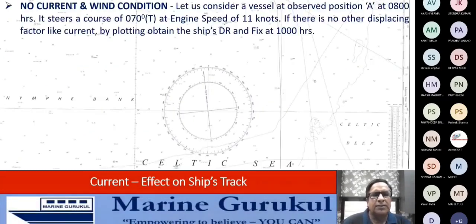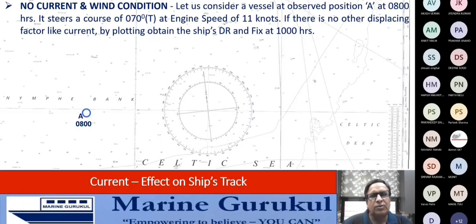Now, let's understand this thing through the simple illustration. We have a vessel which is at position A at 0800 hours. It steers a course of 070 degrees true at an engine speed of 11 knots. There is no wind, no current, and we need to plot and obtain the DR of the vessel and the fix of the vessel at 1000 hours. So we plot the 0800 hours fix on the chart, as you can see.